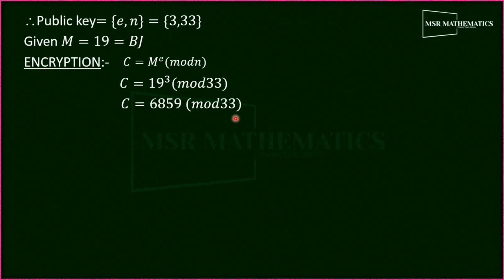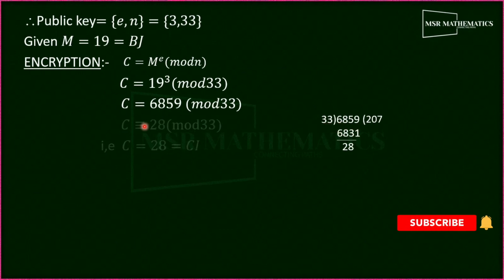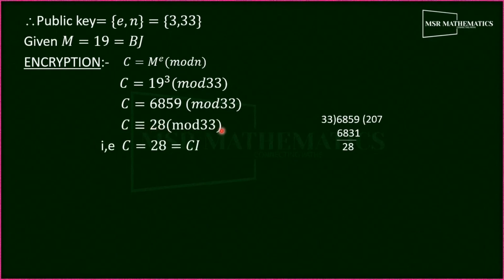When we divide 6859 by 33, the quotient is 207. Here 33 into 207 is 6831, which is close to 6859. So if we subtract these two values, we get a remainder as 28. So in the place of 6859 we can substitute 28 because 28 is the remainder when 6859 is divided by 33. So we get 6859 is congruent to 28 under modulo 33, or we can take this as C value is 28. So we get 2 is C and 8 is I. So we encrypt the message or number 19 as C I.